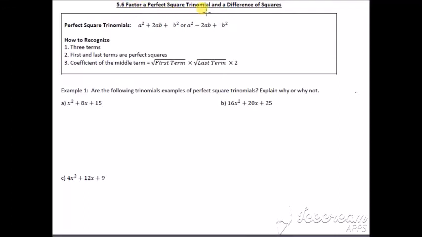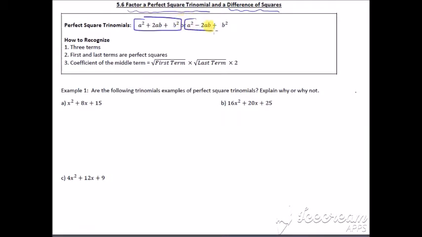Factor a perfect square trinomial and a difference of squares. So these are two types of factoring where we have a couple tricks and patterns in order to recognize that it's a perfect square trinomial or a difference of squares, and then it's easy to factor. Okay, so a perfect square trinomial is in one of these two forms here.